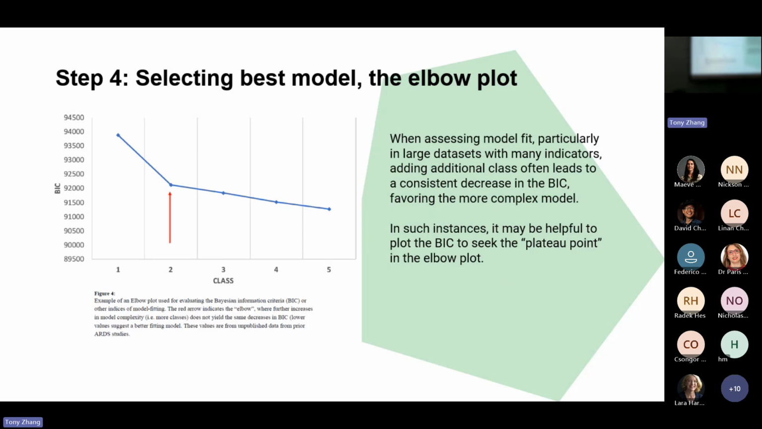On the x-axis, we have the number of classes, from 1 class to 5 classes. On the y-axis, you have the BIC. We plot the BIC and look for the plateau point. The red arrow indicates the plateau point here. From the plateau point onwards, further increases in the number of classes in the model do not give us the same decrease in the BIC. So maybe the 3-class model is probably the best model in this very oversimplified case.